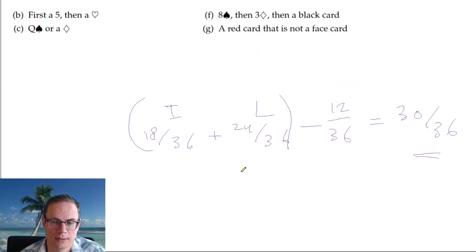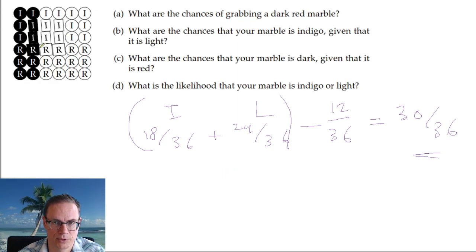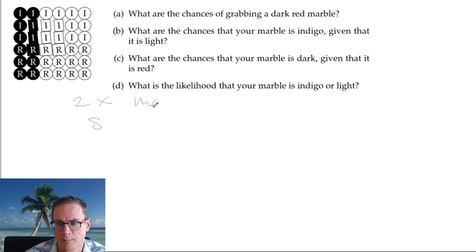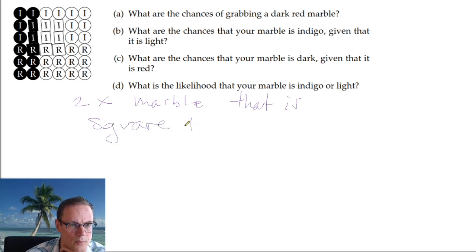And again, on the exercise sheet, there are some more complicated questions. In fact, let's try to do one of them. For instance, suppose I want to know what are the chances of grabbing a square. So I grab a marble 2 times, and I put it back each time. 2 times a marble, that is square plus dark plus indigo.